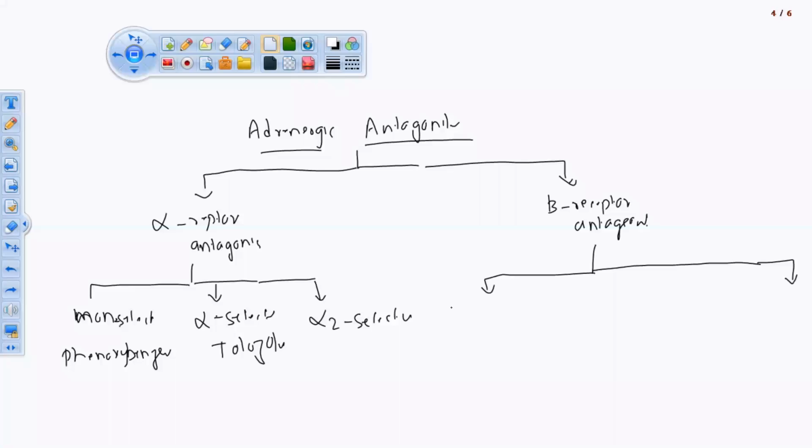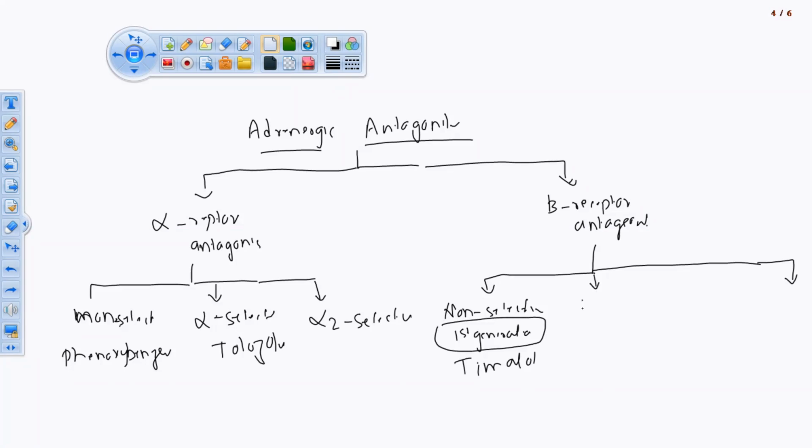Beta receptor antagonist also has non selective drugs, but it is first generation. Non selective first generation drugs belong to the category of timolol.